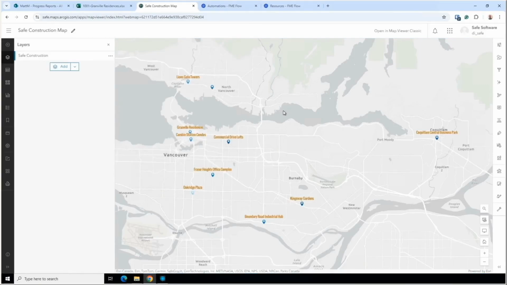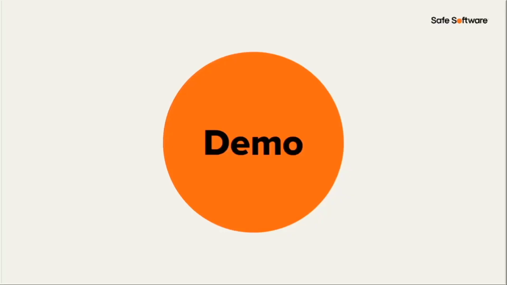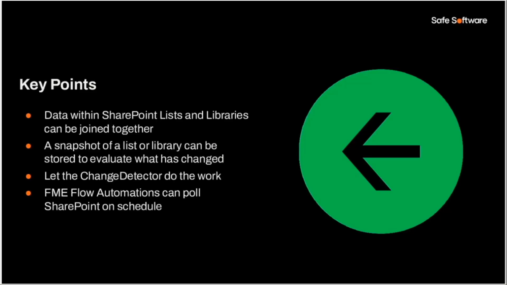Okay, and that pretty much sums up that first demo of how you can join data in SharePoint with some change detection. So the key points here are that, of course, data can be joined within SharePoint lists and libraries. And you can store a snapshot of a list or library to evaluate what has changed. That's just one way to do it. I could have stored more metadata in ArcGIS Online for my document library and just read it from there as well. But if I wasn't using ArcGIS Online, that might not be an option.